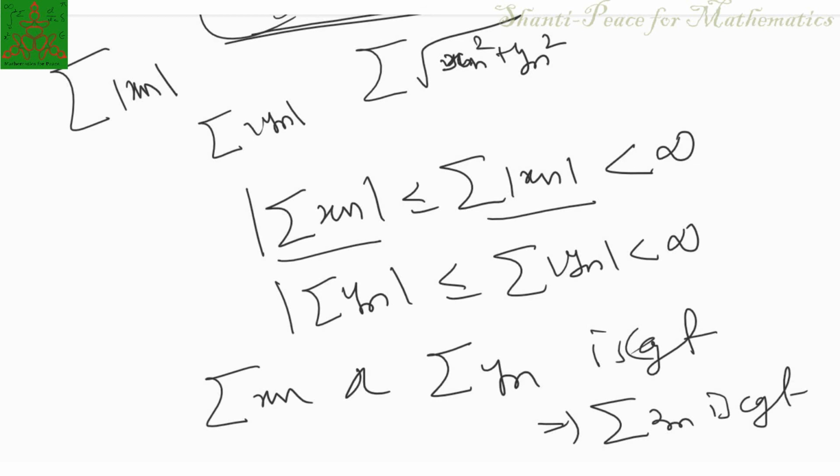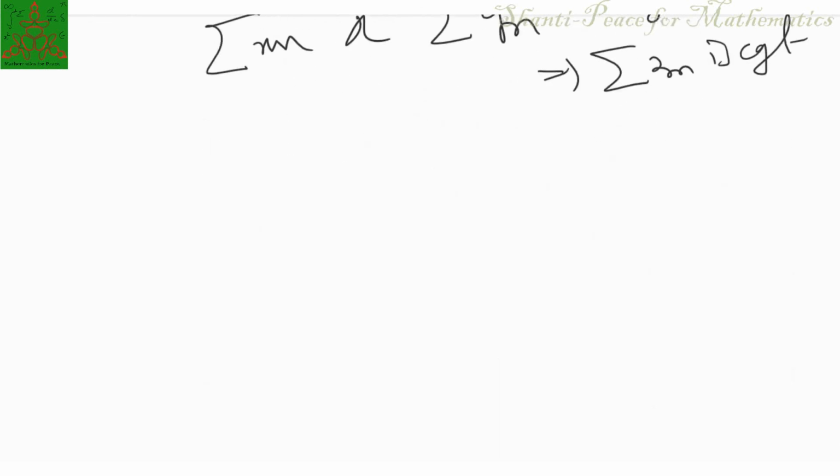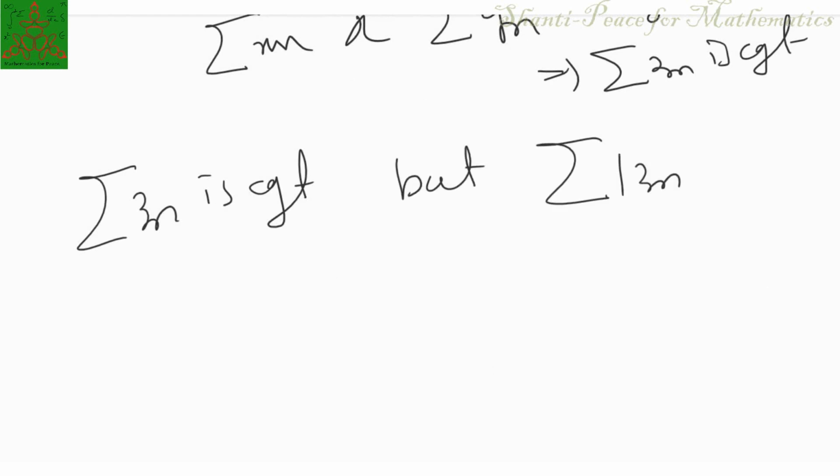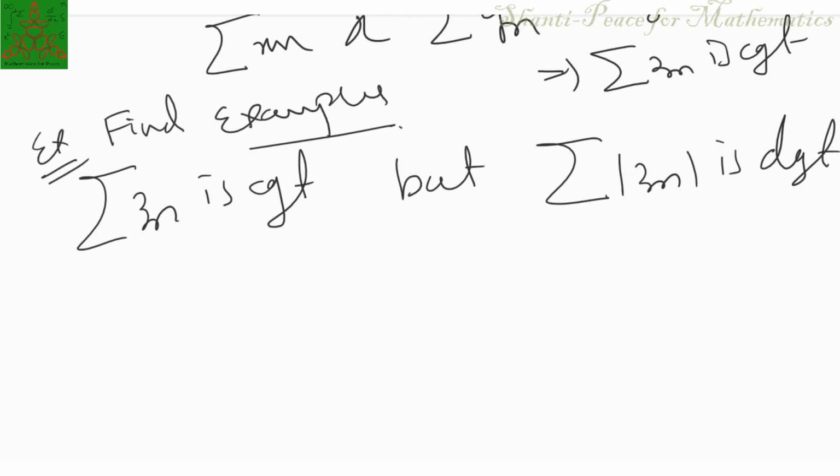So at the last I am giving you an exercise: find an example for which the converse is not true. That means find an example where the summation of Zn is convergent but the summation of mod Zn is divergent. Okay, so I am giving you an exercise to find the example. With that I am stopping here.